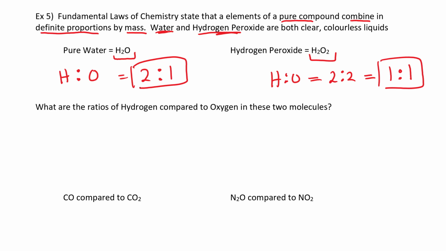This applies to other chemicals as well. We have CO and CO2. CO is carbon monoxide, CO2 is carbon dioxide. This has a ratio of 1-to-1 carbon to oxygen. This has a ratio of 1-to-2 carbon to oxygen. Carbon monoxide is a poison. That's why you probably have a carbon monoxide detector in your house.